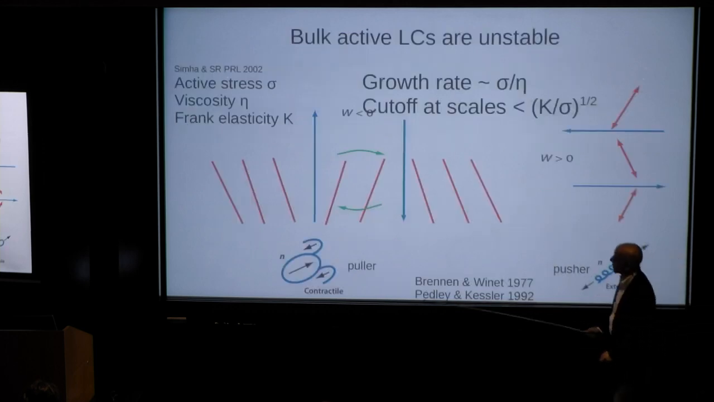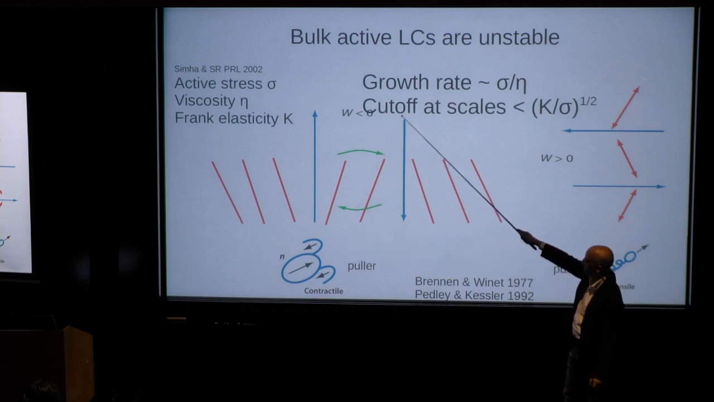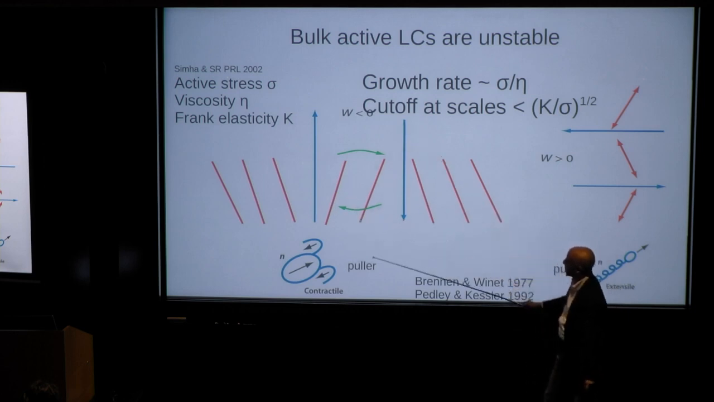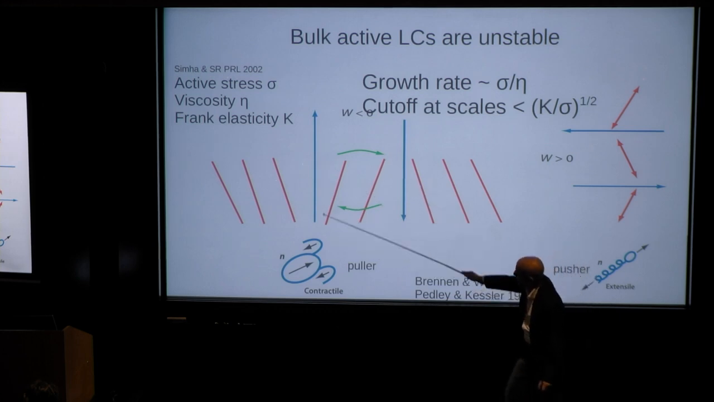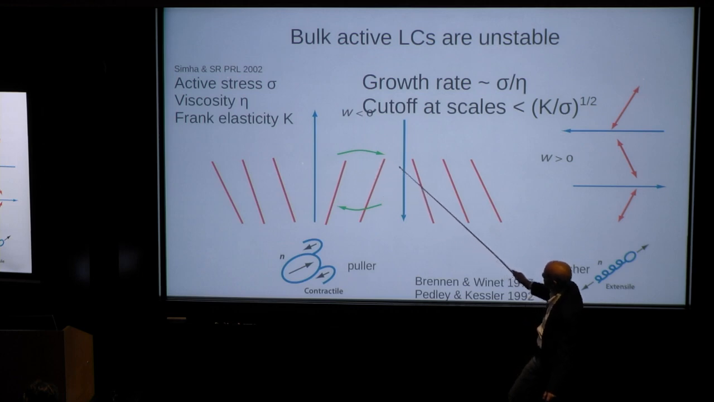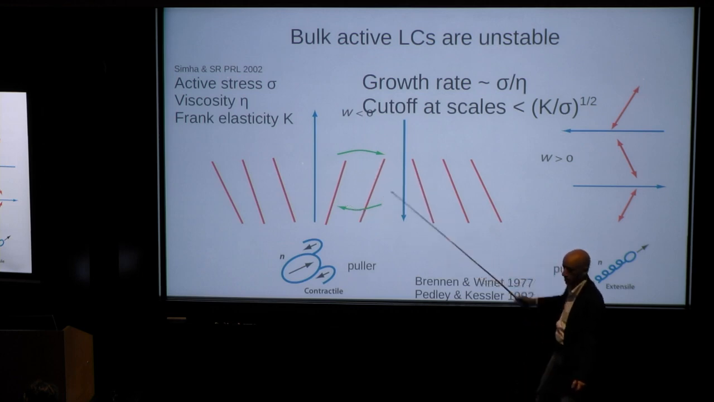What this story just now tells you is that if you have an aligned state and you perturb it slightly, then if there are pullers, if you perturb it splay-wise, the secondary flows set up in the perturbed state tilt your orientation further in the direction which you already tilted it.